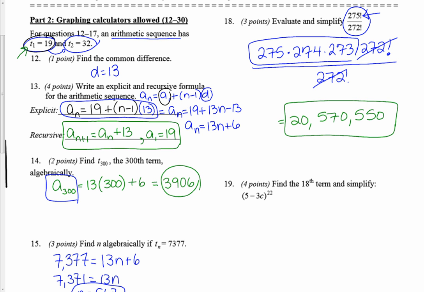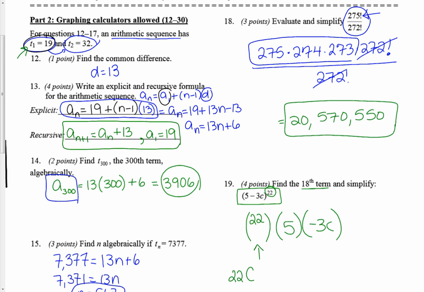All right, number 19 says to find the 18th term and simplify this binomial. So we know that any term in a binomial expansion is going to have a coefficient out in front, then it's going to have 5 raised to a power, then it's going to have negative 3c raised to a power. So the first thing I've got to do is figure out what's going to go out here in front. I know that whatever power I have, that's the number that's going on the top of this combination. I can also write this as 22c, whatever the next number is going to be.